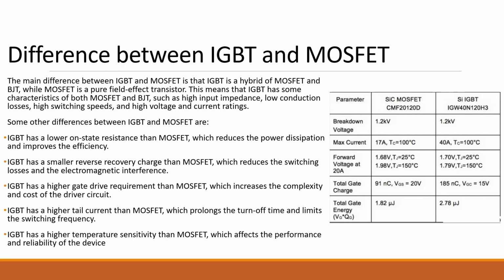IGBT has a higher gate drive requirement than MOSFET, which increases the complexity and cost of the driver circuit. IGBT has a higher tail current than MOSFET, which prolongs the turn-off time and limits the switching frequency. IGBT has a higher temperature sensitivity than MOSFET, which affects the performance and reliability of the device.